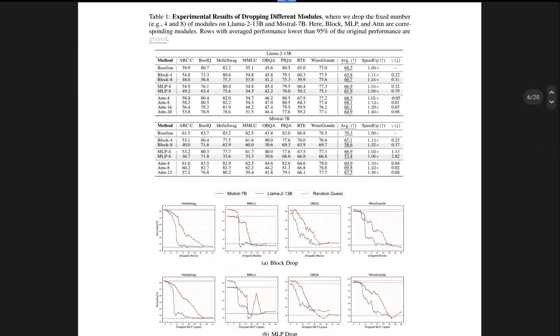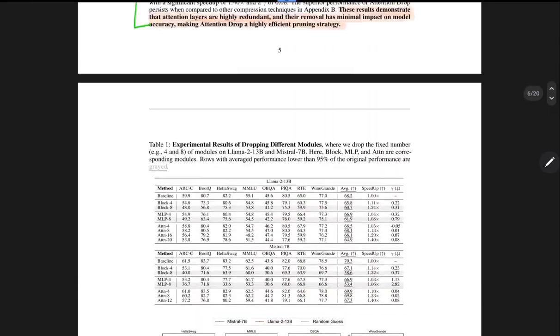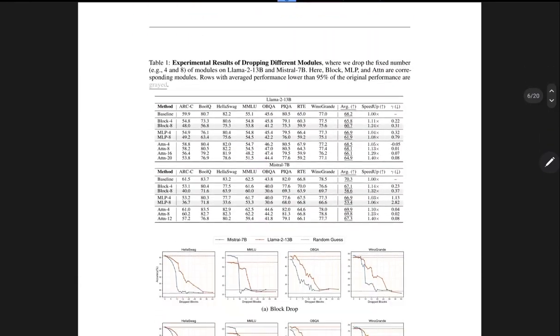Okay. Now the results you can see here, because these are the method, the baseline, then the block they have dropped, block 4, block 8, MLP 4, and you can see a significant decline here, right? If you see on the Llama 2 13 billion, from 59.9 it is going to 48. It's around a 12% decrease. But for attention, you can see attention with 16 layers dropped, only a 3% drop. Similarly, you can see for the Mistral model also the same results.